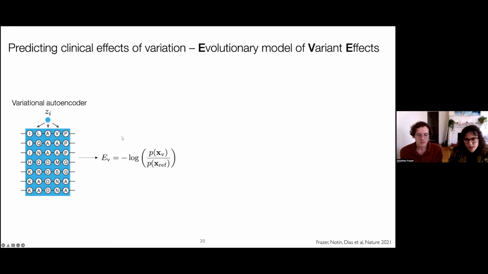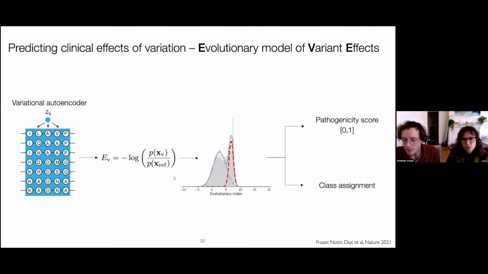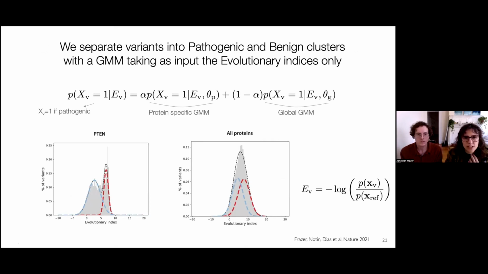Like we discussed earlier, this has an intuition for the fitness of the variant, but it's quite hard to map it to a clinical interpretation, a scale of pathogenicity of the variant. So to do this, on top of the VAE, we built a Gaussian mixture model, and I'll explain it in a second. What we get out of it is a pathogenicity score that basically just goes from 0 to 1, with 1 being more pathogenic for each variant, and also a class assignment where we assign each variant to a cluster of benign or pathogenic.